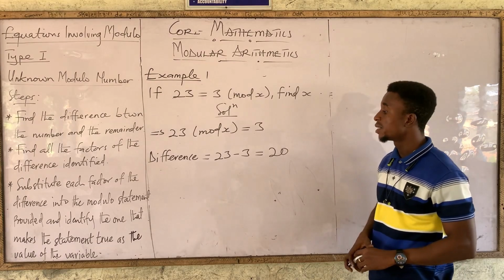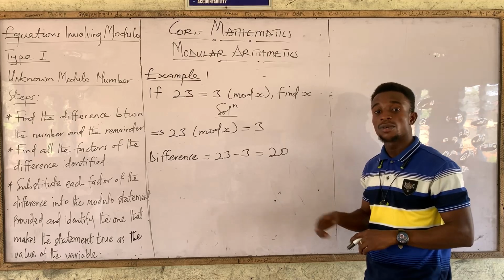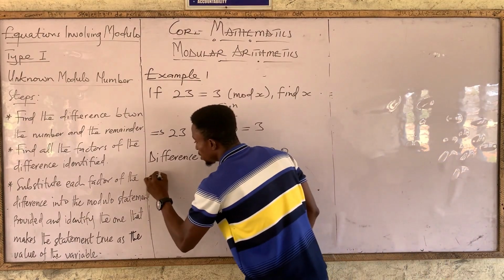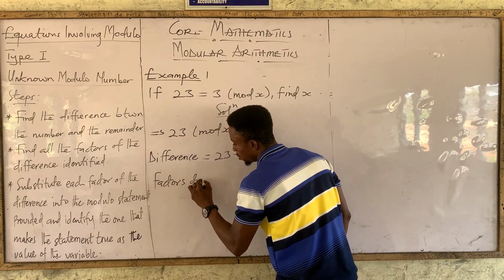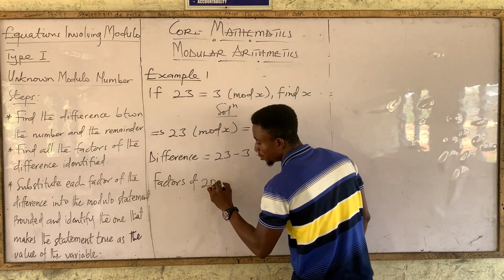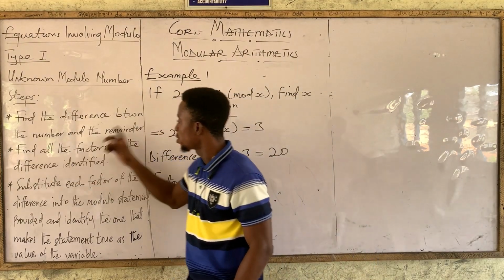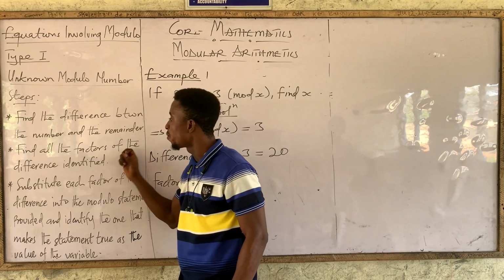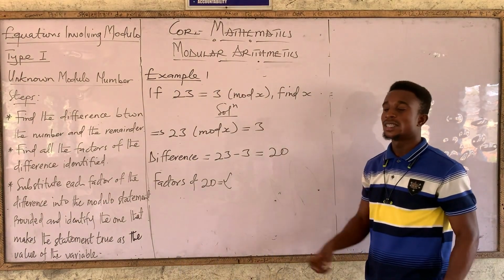Then the second step is that we have to find all the possible factors of this particular number, 20. So we say factors of 20. Find all the possible factors of the difference identified. And this is our difference, 20.